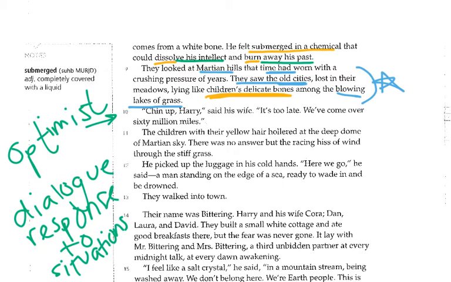"The children with their yellow hair hollered at the deep dome of Martian sky." Now, again, when we describe something as deep, the deep dome of Martian sky, I'm feeling a little lost in it, which is again giving me a sense of endlessness. Like maybe there's no escape. There's no exit route. "There was no answer but the racing hiss of wind through the stiff grass."